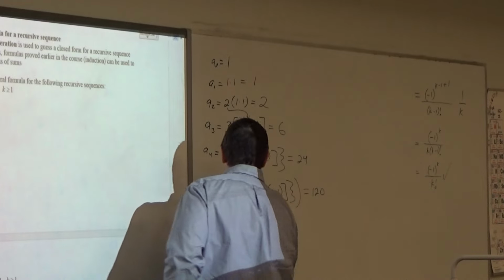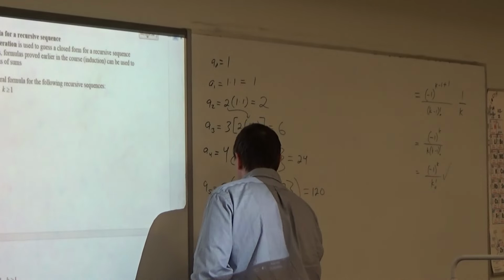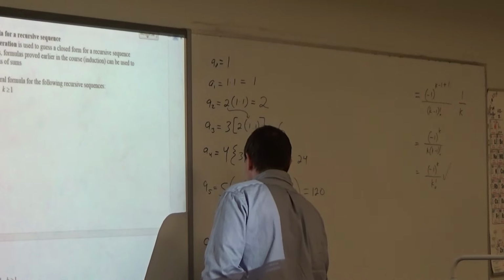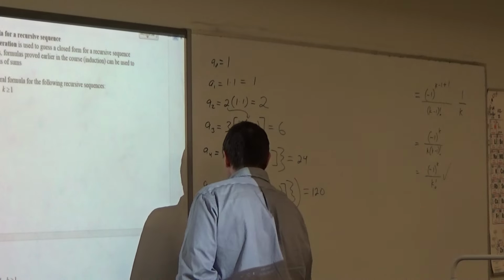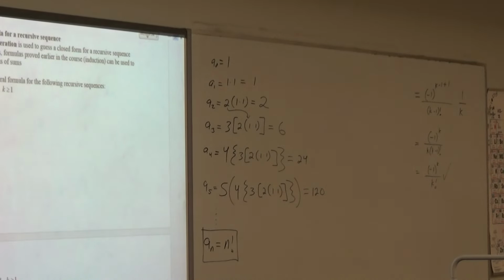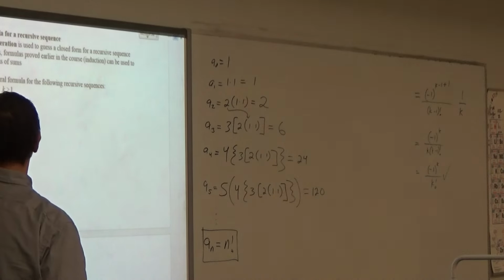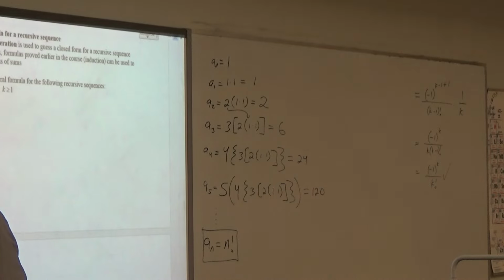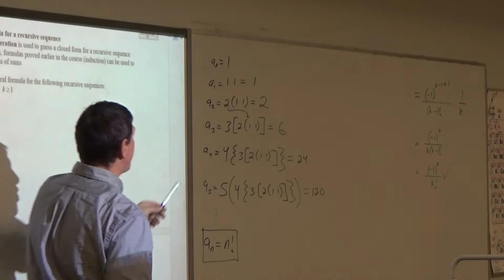So if I was to guess a closed form for this, which let's call a sub n, that would just be n factorial. Okay? And that's much easier to work with. Okay? So what we did, guys, was we took something that was recursive, a sub k equals k times a sub k minus 1. And then all we did was we just used the method of iteration.